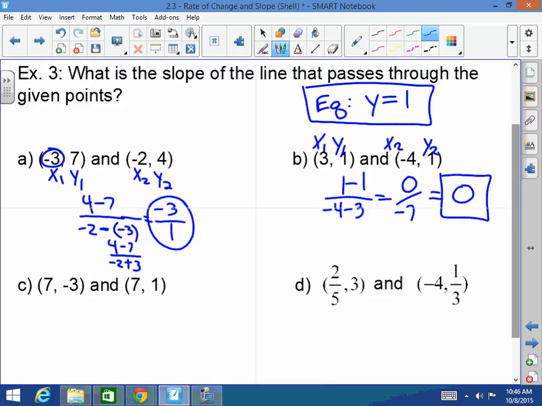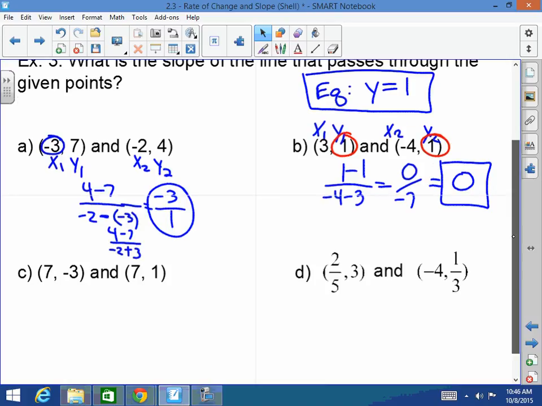Let me give you another little trick for this. Whenever you see, gentlemen, the y's of 2 points being equal, you don't have to do any calculations. You can immediately say, oh, that's a 0 slope. And how do I get the equation? It's y equals the y point that is constantly repeated.